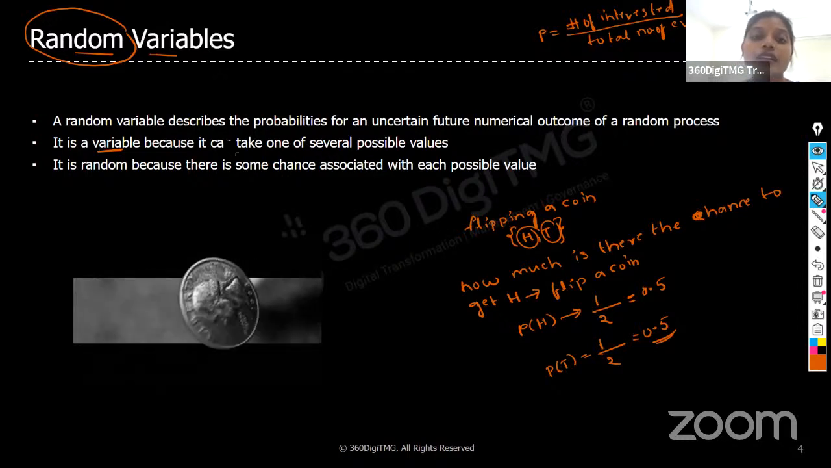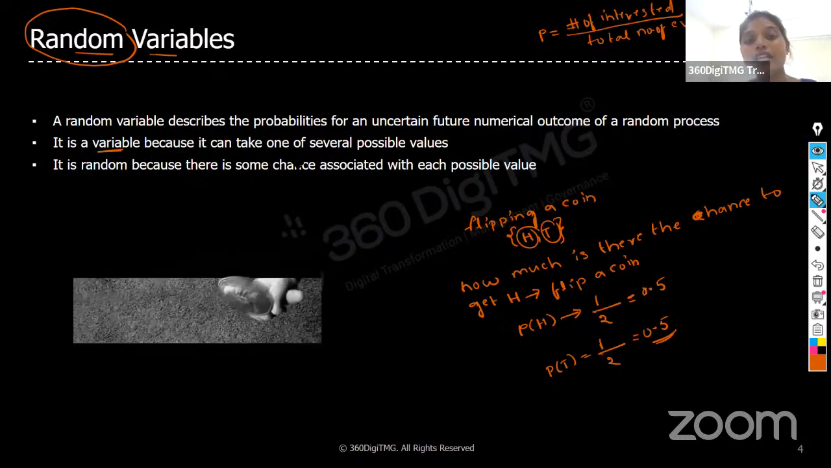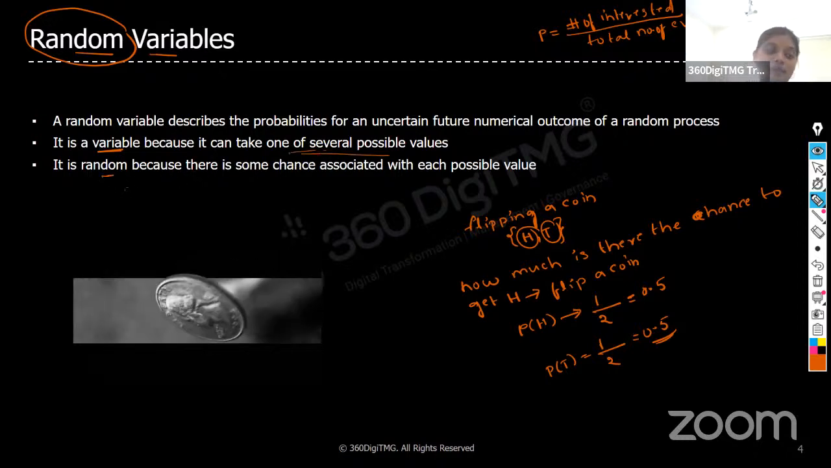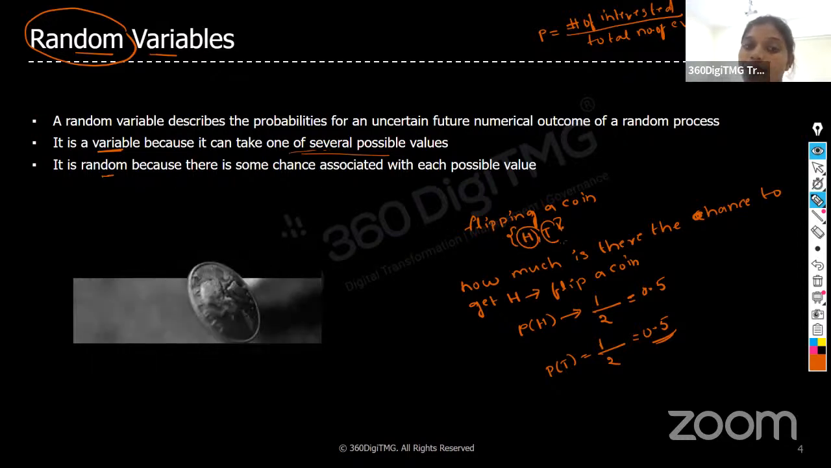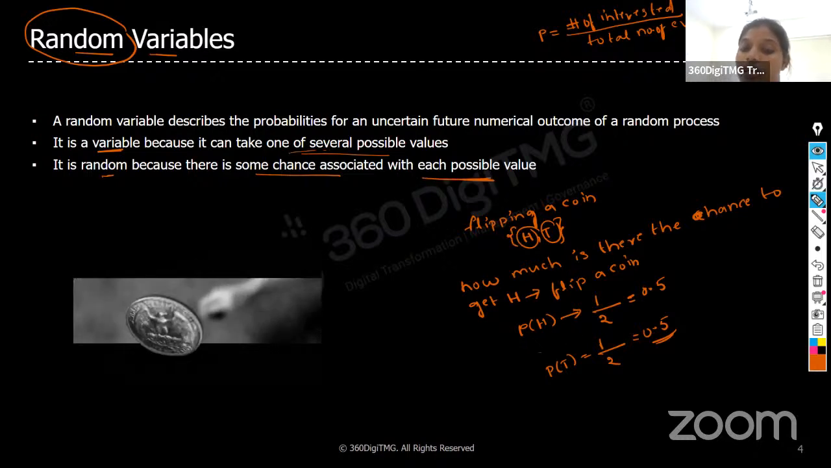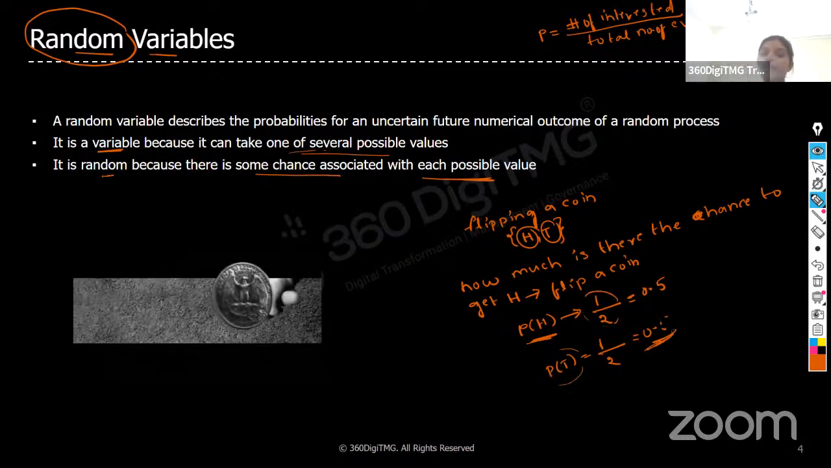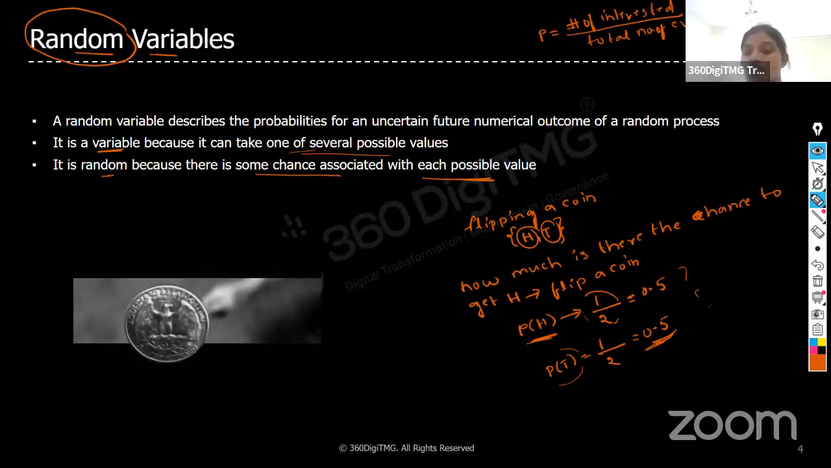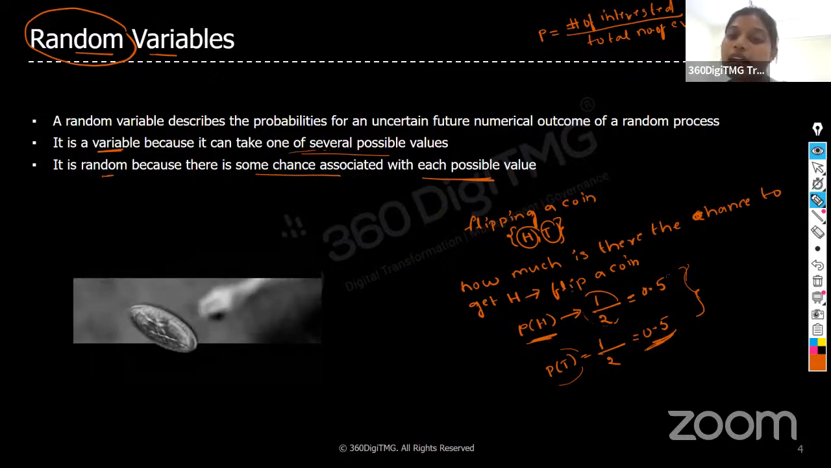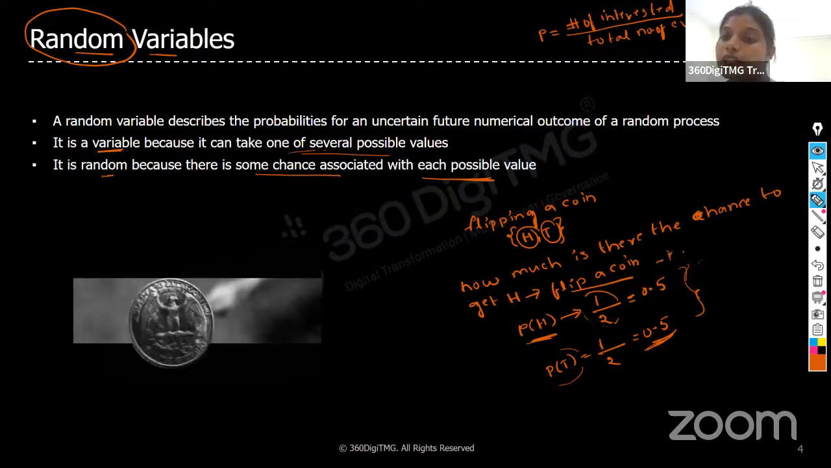That is why it is called a variable, because it can take any one of several possible values. And then why is it random? Because it may be heads or it may be tails. So there is some chance associated with each possible value. How much is the chance? The probability of getting heads is 0.5 and the probability of getting tails is also 0.5. So this chance is associated with each possible value, and this is called random. So now flipping a coin is nothing but a random variable.